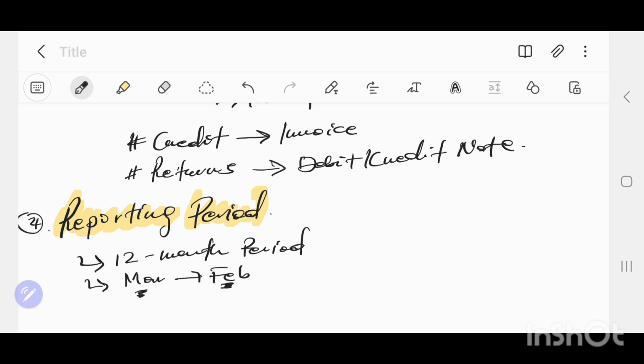But they can choose any period. They can choose from January to December, or from June to July the next year. They can choose any period as long as it's a 12-month period. So that's a reporting period.